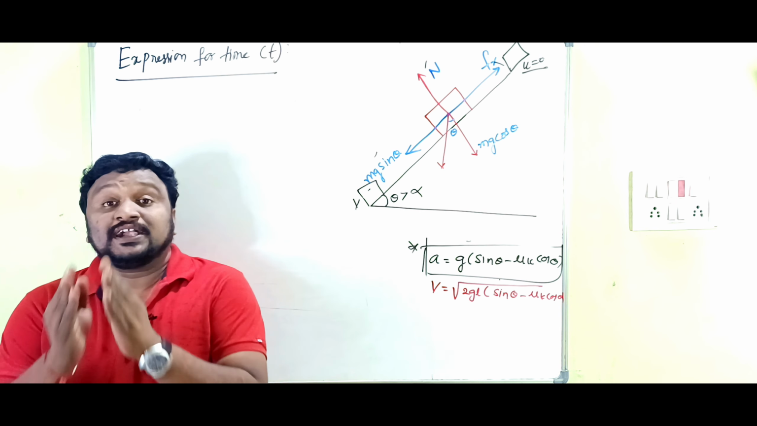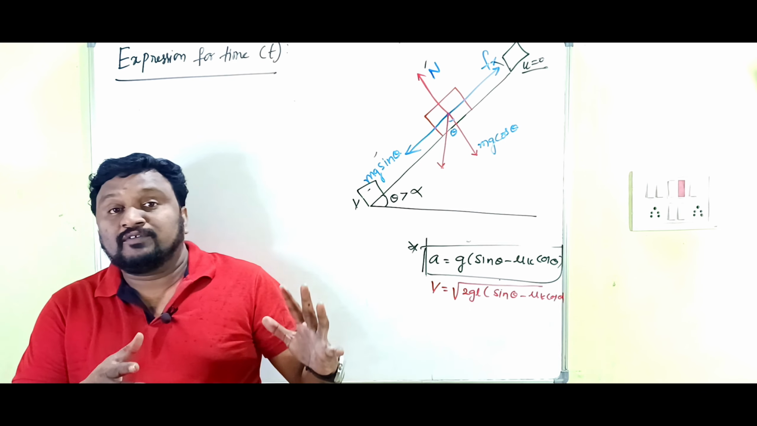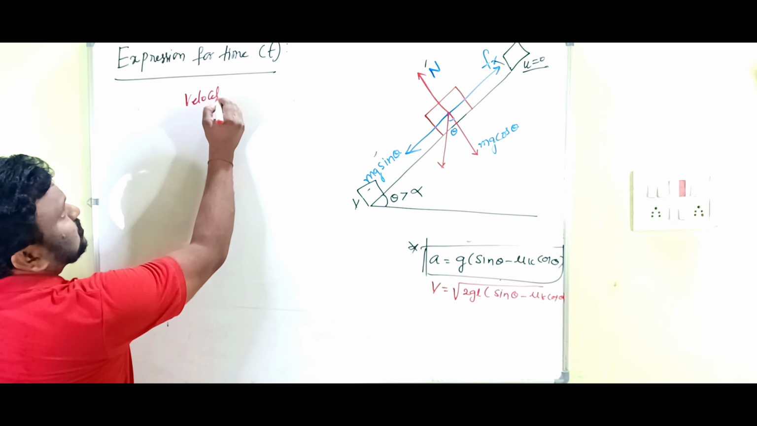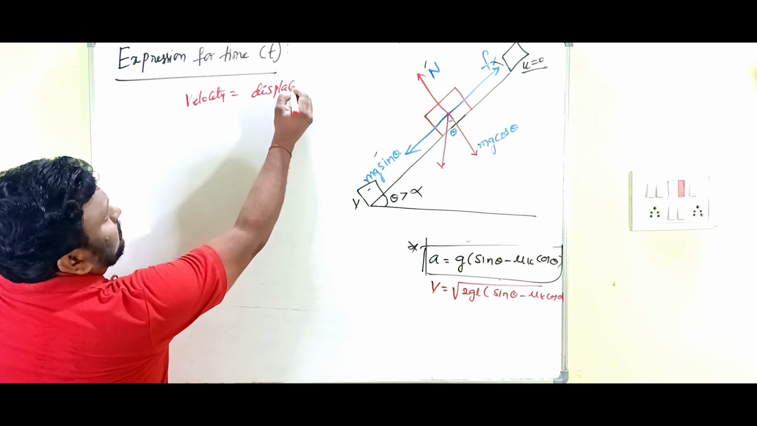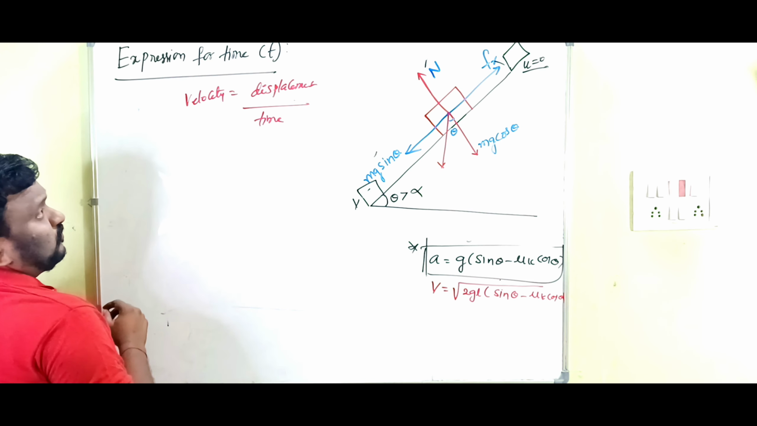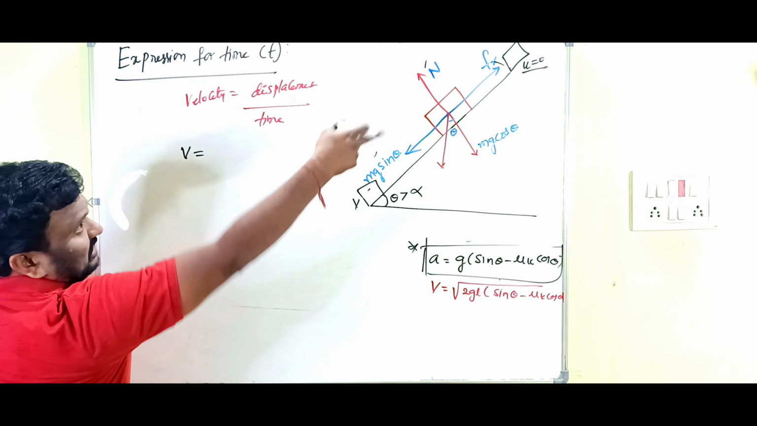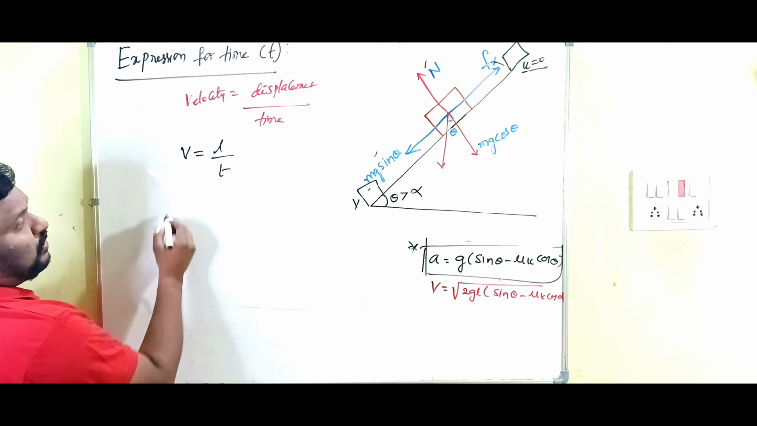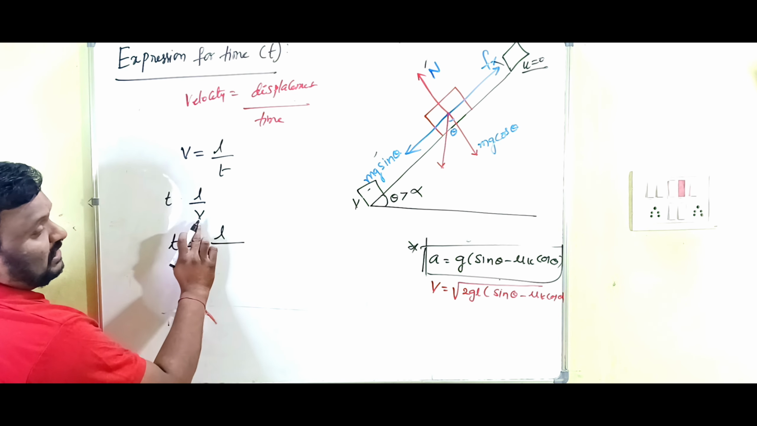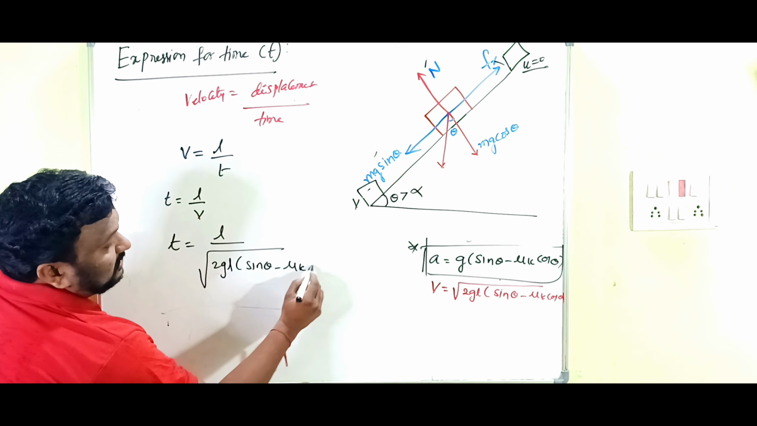Now we have to derive the expression for time taken by the body to reach from top to bottom along the rough inclined plane. Already we derived the expressions for velocity and acceleration. What we know is velocity is equal to displacement by time taken. Here velocity is v, displacement is the length of the inclined plane L, and time is t. Then t is equal to L by v. So t is equal to L divided by under root of 2gL of sin theta minus mu k cos theta.